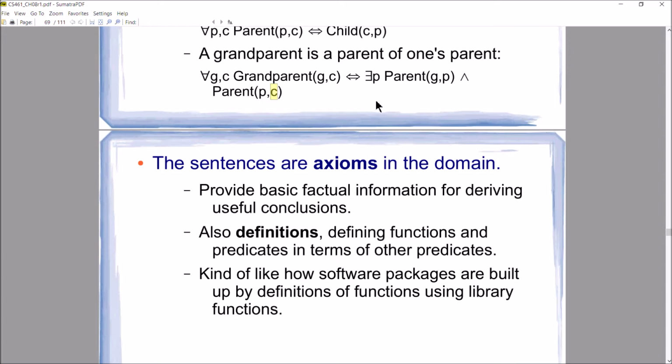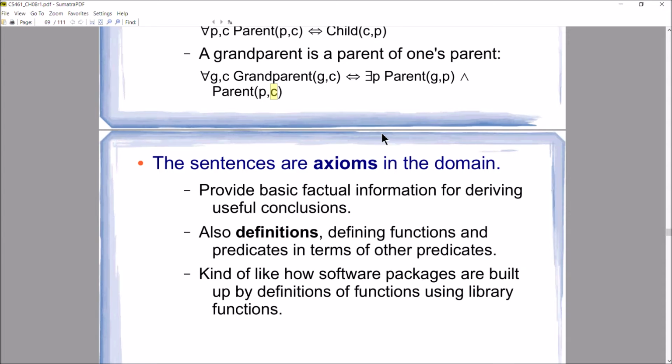Okay, so we also have definitions. We can define functions, predicates, in terms of other predicates. This is similar to how you think about software packages. You've got library functions, right? If you #include <cmath> and you've got some built-in functions in there, or you #include <cctype> and you have some built-in functions in there, and then in your program you write functions that use those.